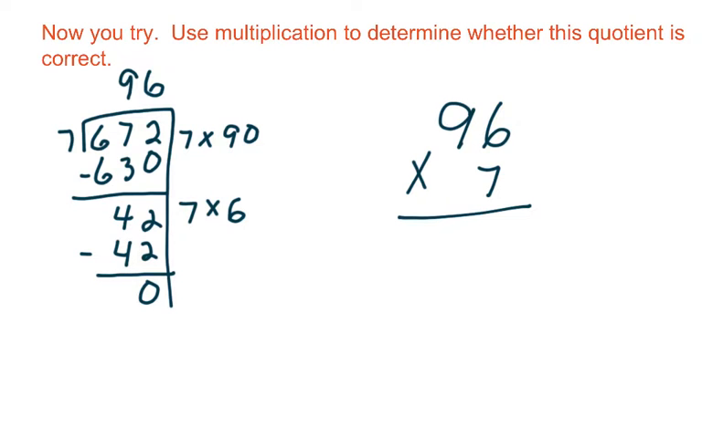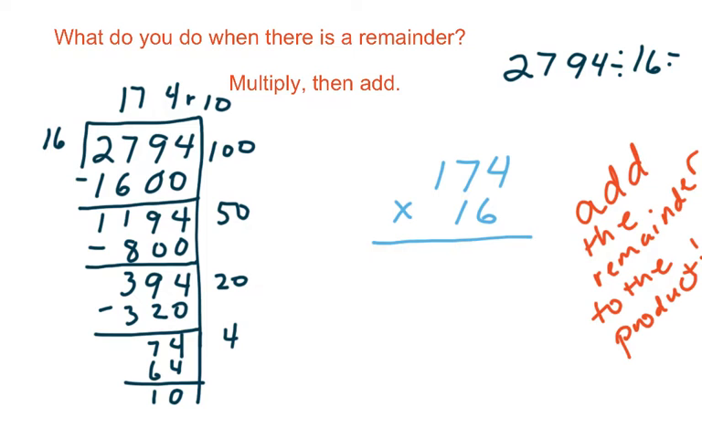Okay, this one I've worked for you. And so try this one on your own. Use multiplication, multiplying the quotient 96 by the divisor 7 to determine whether 96 is an accurate quotient for 672 divided by 7. Okay, so that worked out.